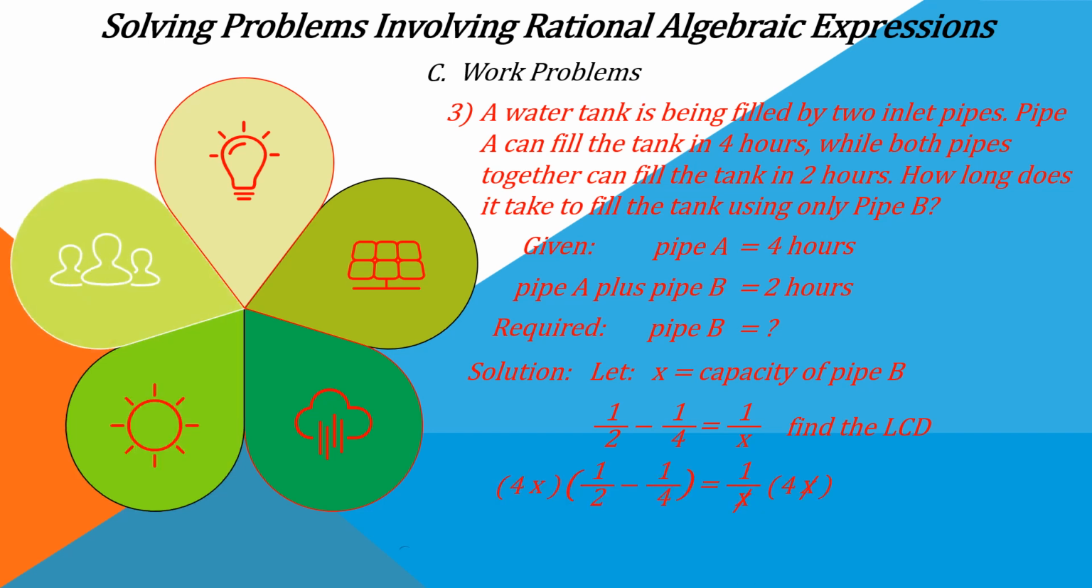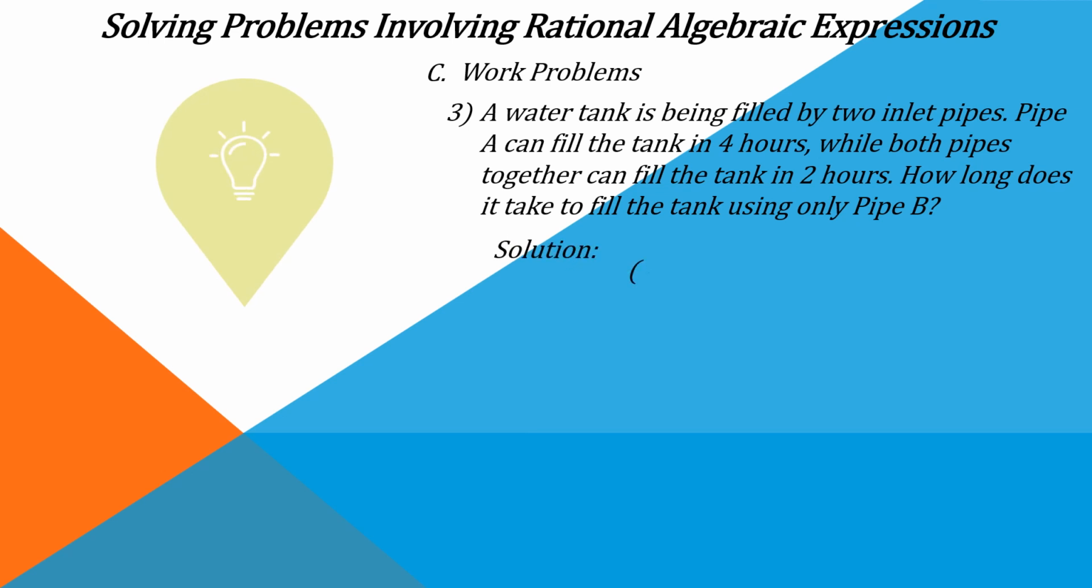Now, 4X multiplied by 1/2 minus 4X multiplied by 1/4, and it is equal to 4. Cancel 2 and 4 will become 2. Cancel 4 and 4. We have now the quantity 4X multiplied by 1/2 minus 4X multiplied by 1 over 4 is equal to 4, and then cancel them.